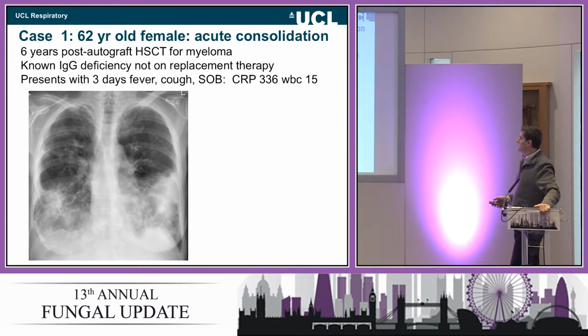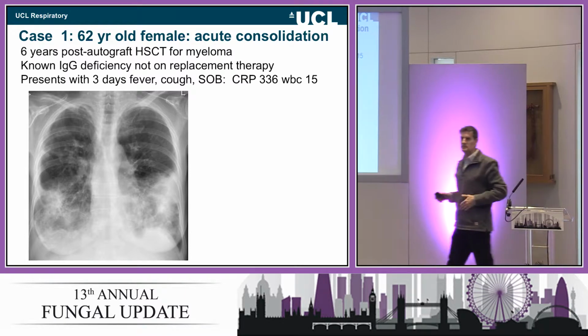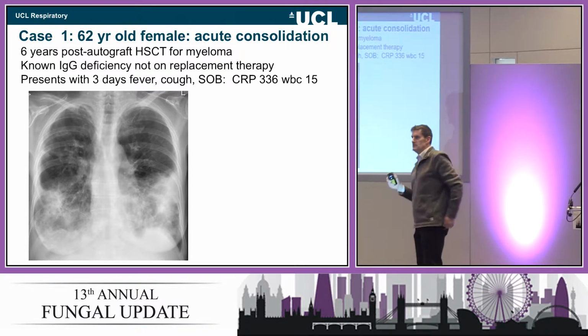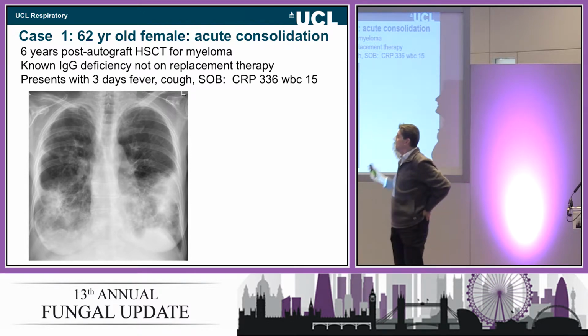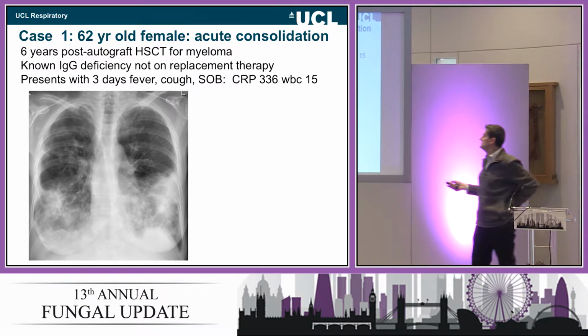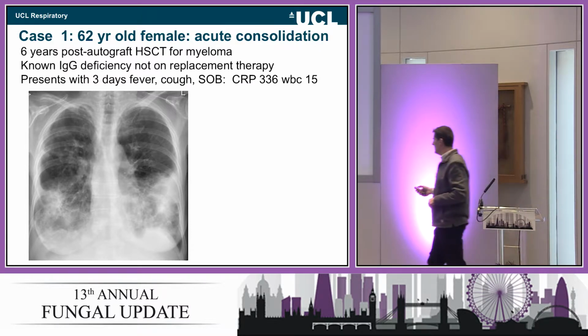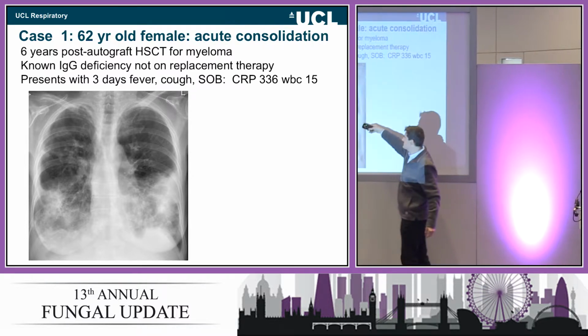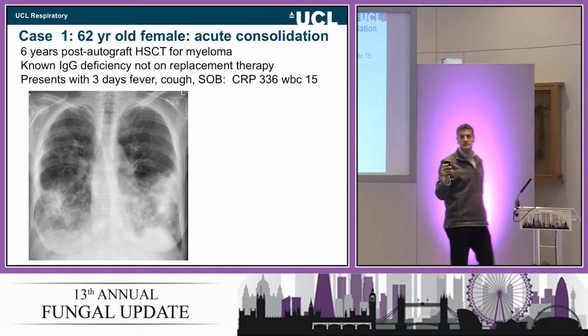Right. So we're going to start, and this is where I start to have some fun, because I'm going to pick on people. Right. This is a 60-year-old lady. She's 6 years after autograft for myeloma. Because of myeloma, she's had IgG deficiency for a long period of time. She's not been given replacement therapy. This is a 3-day fever, cough, shortness of breath. So a short, acute illness. CRP is 336, and there's bilateral shadowing, but fairly dense consolidation, especially on the left-hand side, a bit more on the right-hand side. Anybody know what's going on?